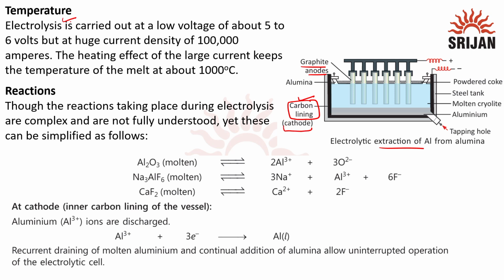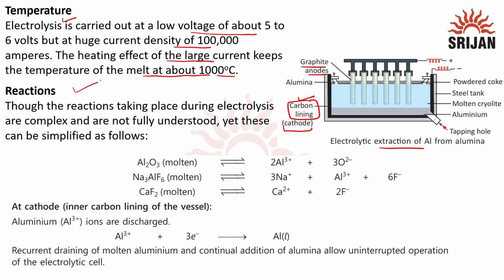First, the temperature is very important. So electrolysis is carried out at a very low voltage of around 5 to 6 volts, but at a very huge current density, that is around 1 lakh amperes. Here the heating effect of the large current keeps the temperature of the melt at 1000 degrees Celsius.